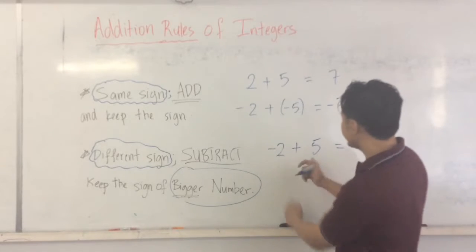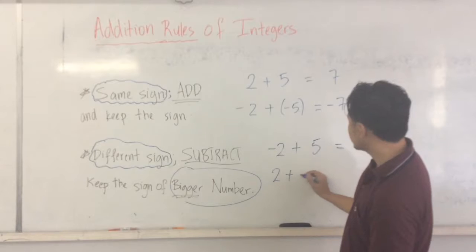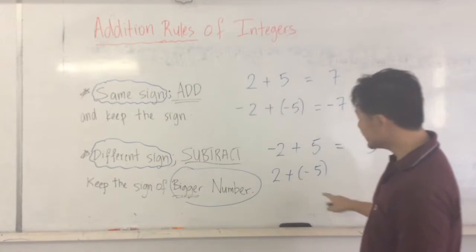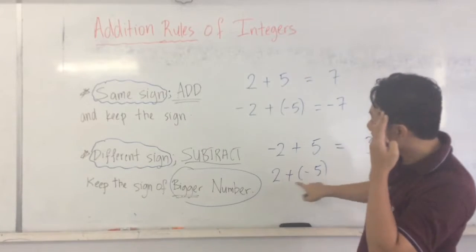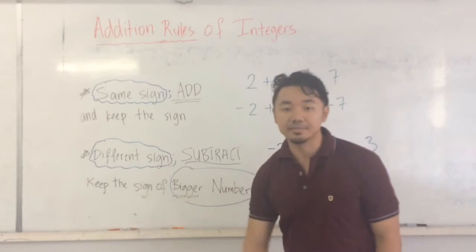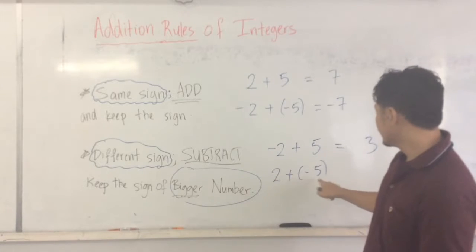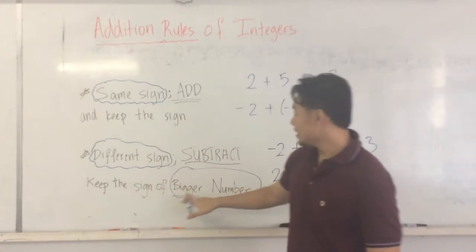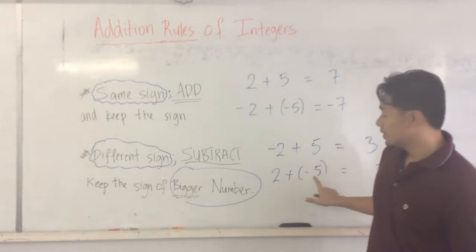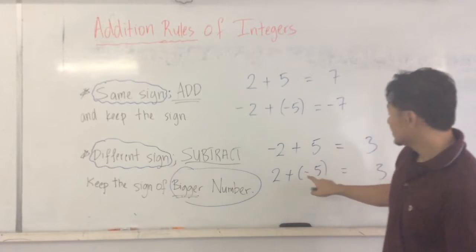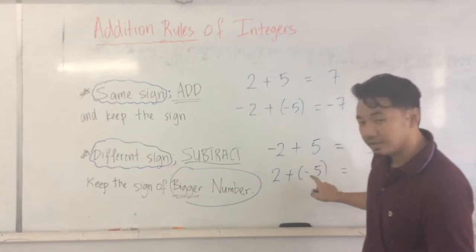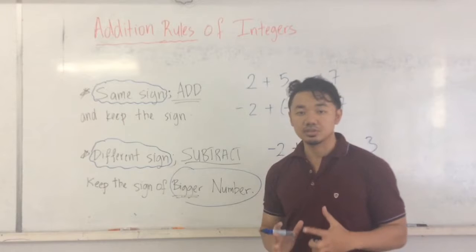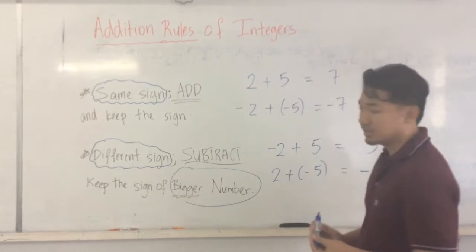What happens if 2 plus negative 5? Again, different signs, we have positive and negative. Subtract them. 5 minus 2 is 3. And keep the sign of the bigger number. 5 is bigger, and the sign of the number 5 is negative, so it's negative 3. So that's how you use the rule. Let's do some more examples.